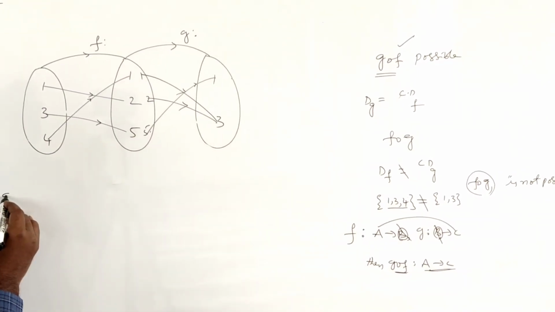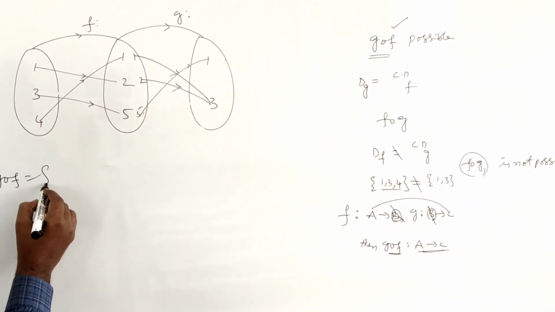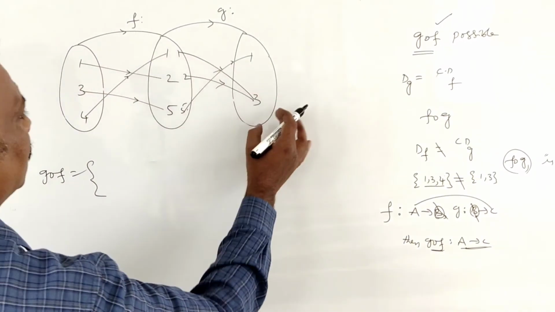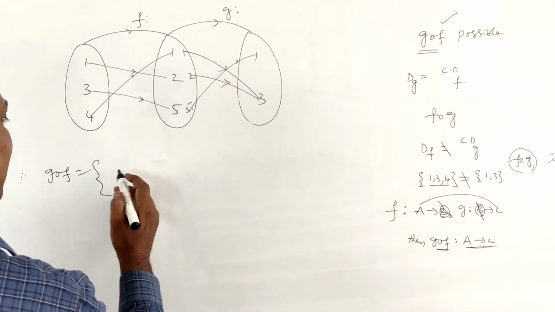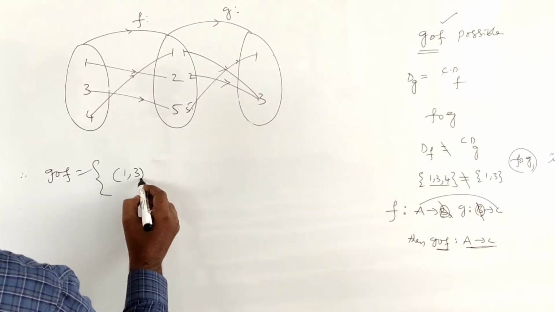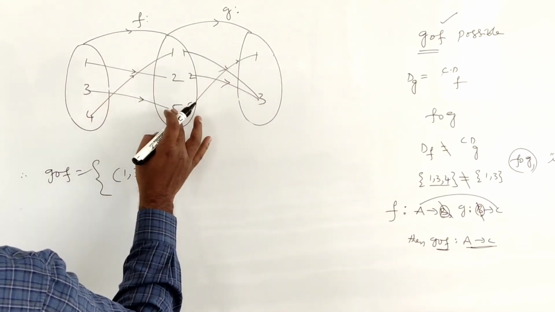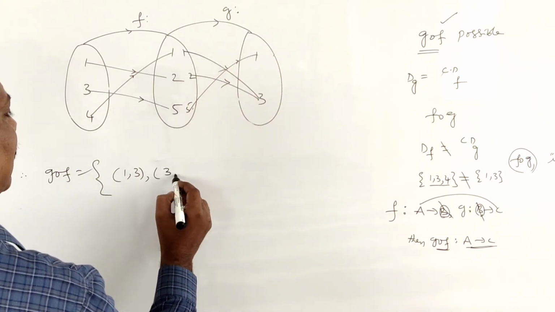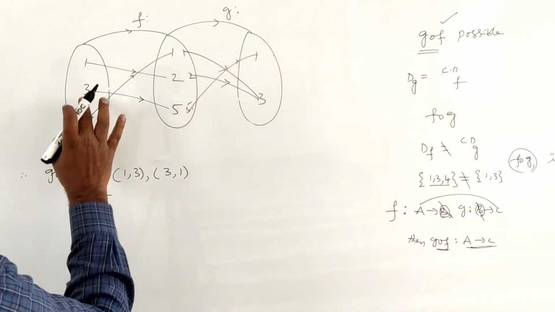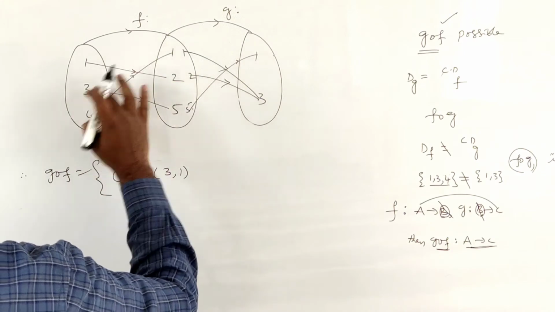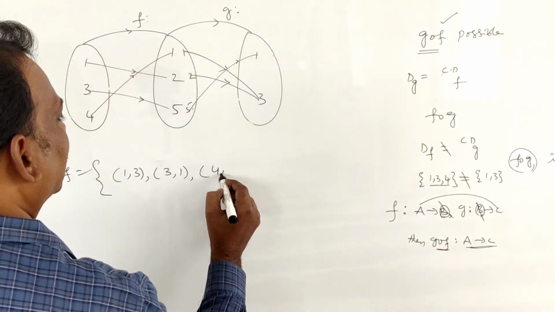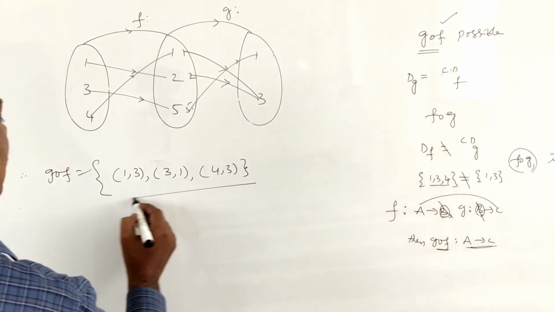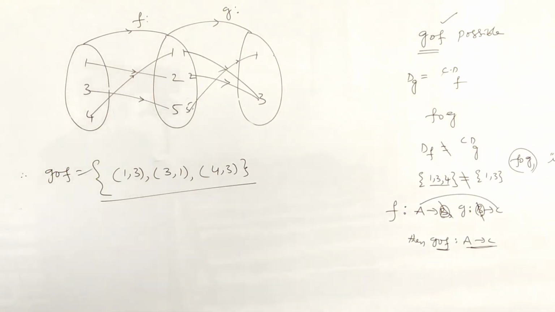So therefore G circle F is equal to, what is linked from the first set to the second set? 1 with 2, 2 with 3. So ordered pair (1, 3). 3 with 5, 5 with 1, (3, 1). Correct, students? Next 4 with 1, 1 with 3, (4, 3). So this is G circle F using the diagram.